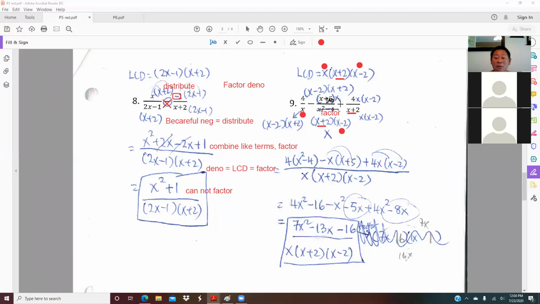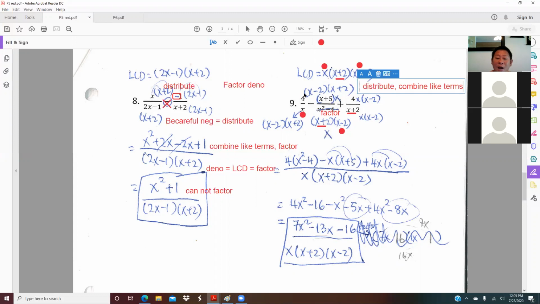And then this middle term is missing the x term because it does have x plus 2 and x minus 2. So you need to multiply x on both sides. The last fraction is missing x and x minus 2. So you have to multiply x and x minus 2 here. And in this case, you have to distribute and you have to combine like terms. So that's a lot of work here. That's the reason why this section is very difficult.